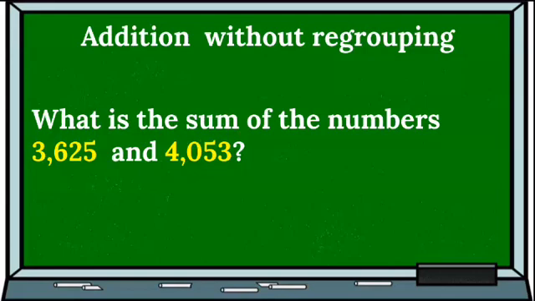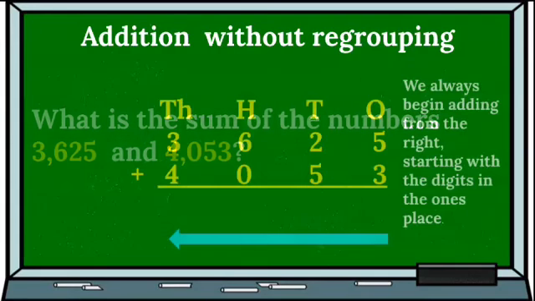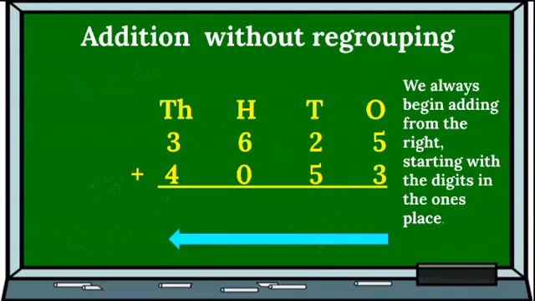So let's look at our first problem. What is the sum of the numbers 3,625 and 4,053? So here we have our numbers arranged vertically and in their respective place value columns. We always begin adding from the right, starting with the digits in the ones place.